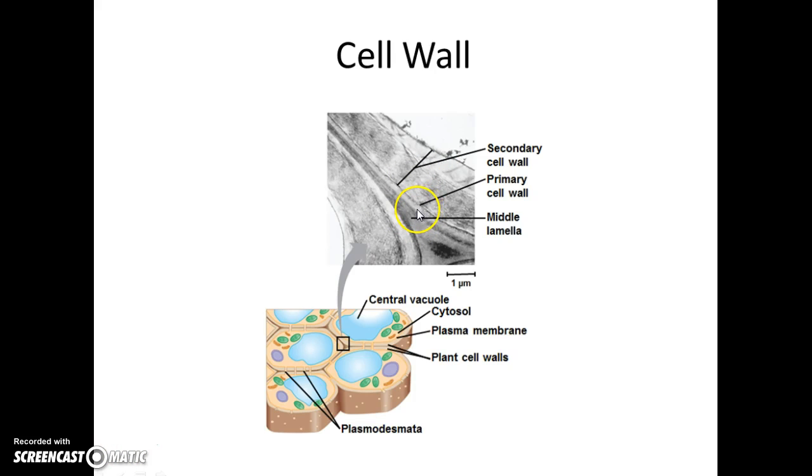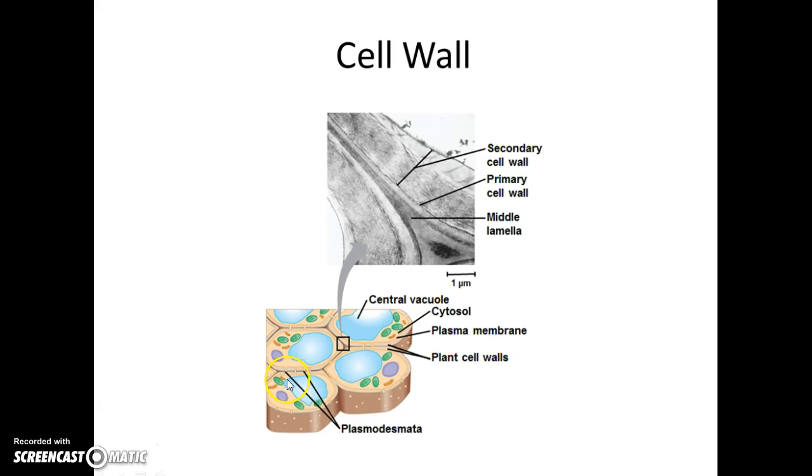The primary cell wall is thin and flexible. The middle lamella is between two neighboring cells, and the secondary cell wall is quite thick, and it's not necessary in all cells that contain cell walls. So all will have the primary and the middle lamella, but not all cell walls will contain the secondary one.